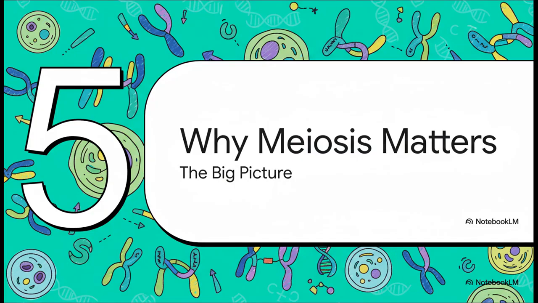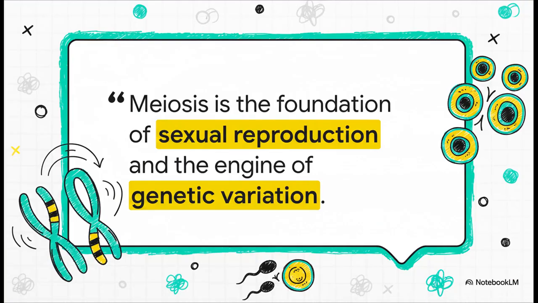Looking at what can go wrong really drives home just how important it is for this process to go right. So let's pull back and wrap this up by looking at the big question. Why is meiosis so incredibly fundamental to life as we know it? At its core, it's this. Meiosis is the absolute foundation of sexual reproduction. It's the engine that powers genetic variation, and it's that variation that allows species to adapt, to change, and to evolve over millions of years.